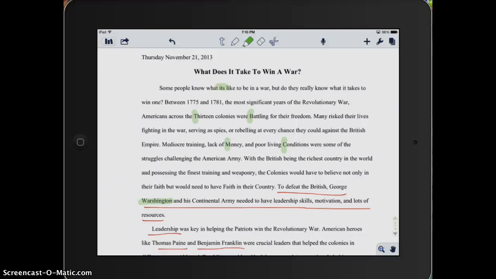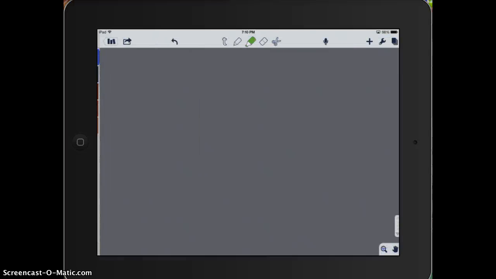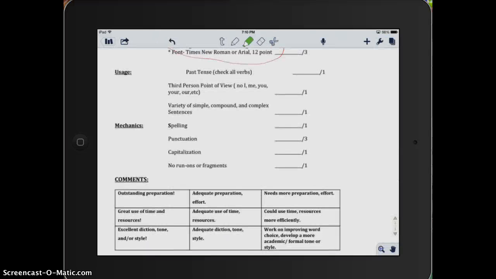So let's head back to the rubric. So we might need to take off some points for spelling, punctuation, and capitalization, right? However, you know that if you take a point off, you have to go back to your essay and fix it. That's the lesson I really want you guys to learn here.